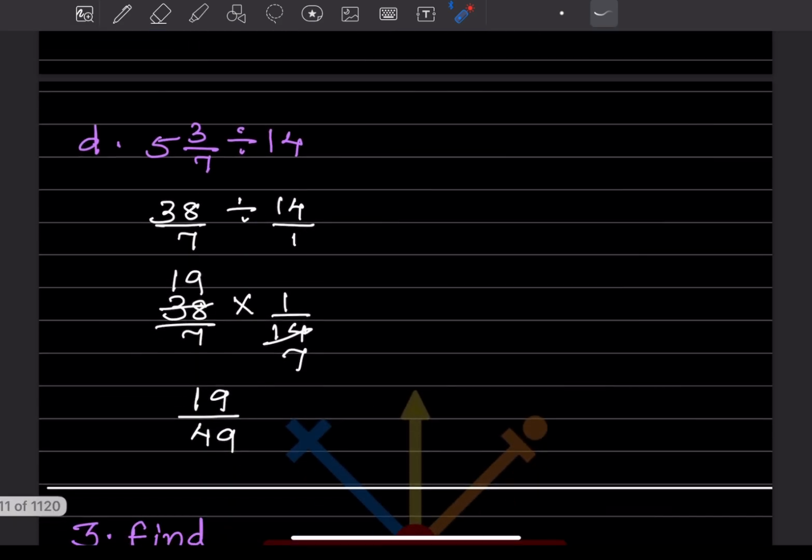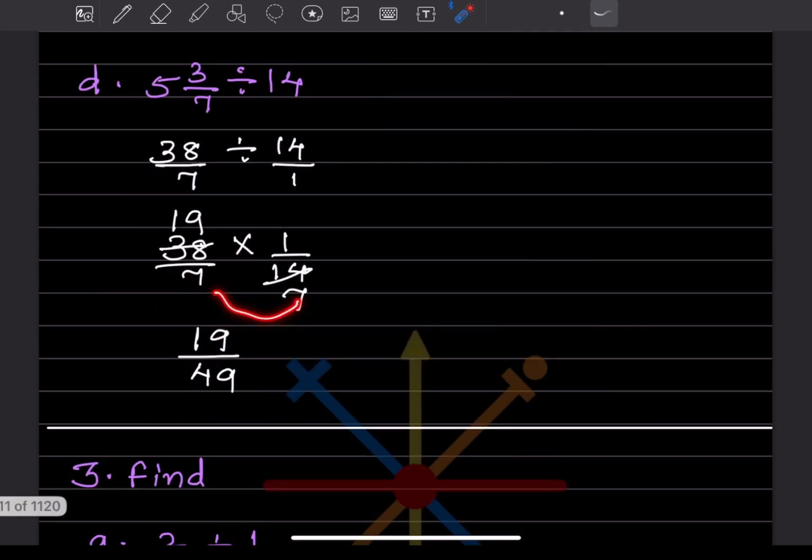Again here the same, 35 plus 3, that will be 38 by 7. Here will be 14 by 1. So the left hand side stays the same. This will be multiplication. So this will get flip over 1 by 14. So here 2 7s are, 2 19s are. So 19 by, this will be 49.